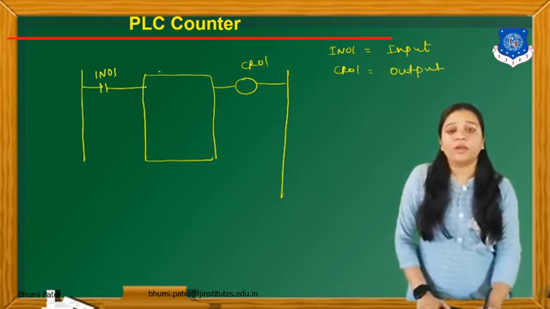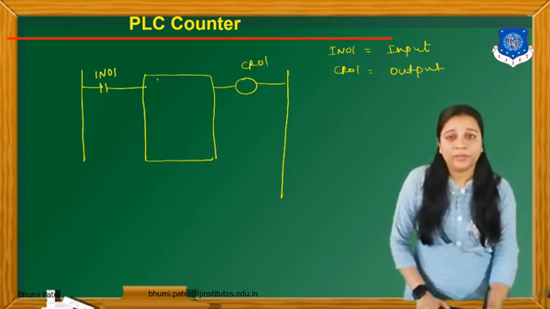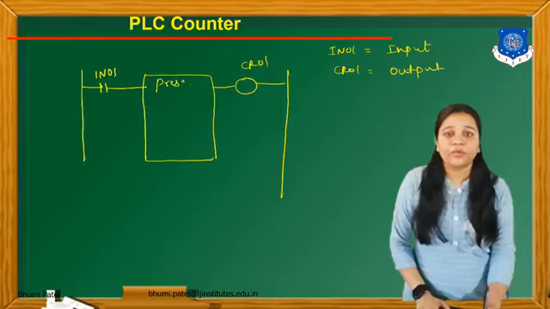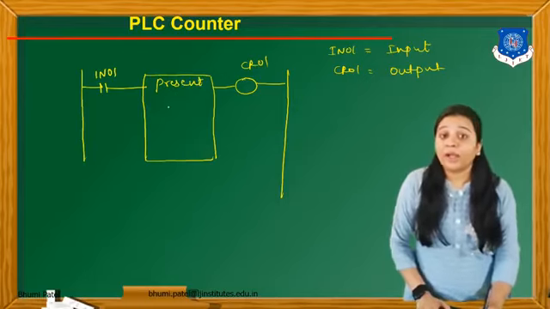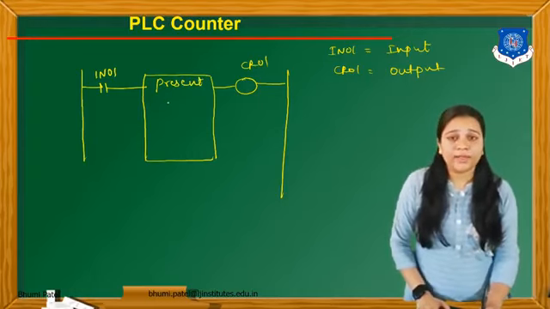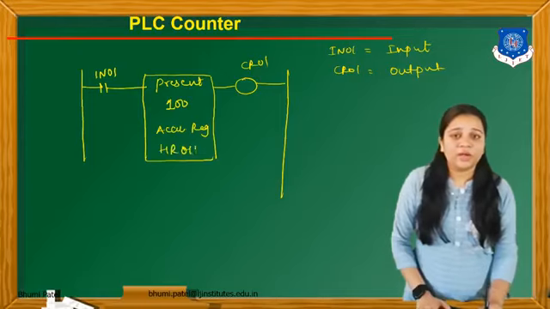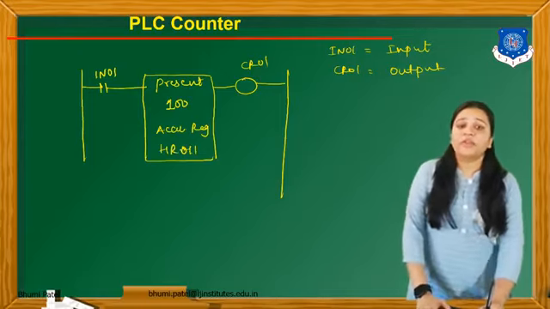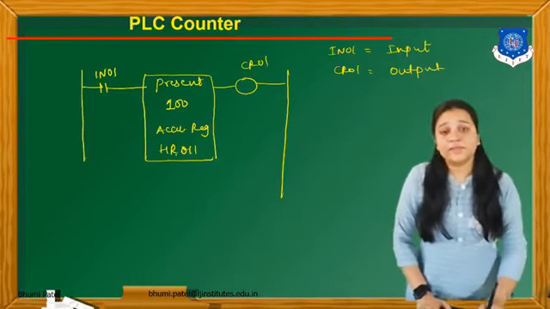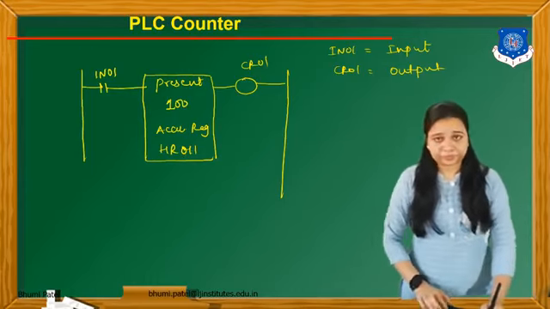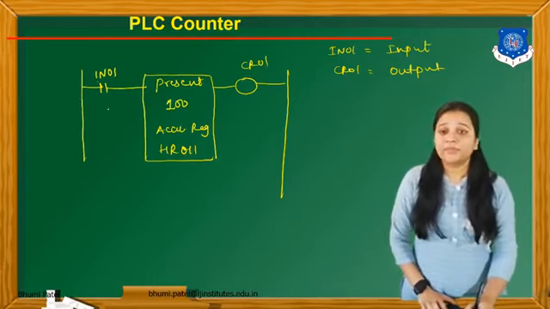Now in the block, we write the preset value. After the 100 count is reached, my output will be on. So we put the value here. And here we write the accumulator register, the register in which we store our counter value. So we take one holding register, 011. So this is my input signal.